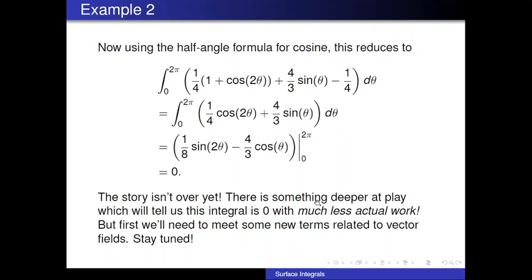But before we can get to all of that high-minded thinking, we will first have to meet some new terms related to vector fields, and get a couple more tools in our toolbox before we can proceed. So stay tuned for that in the next talk.